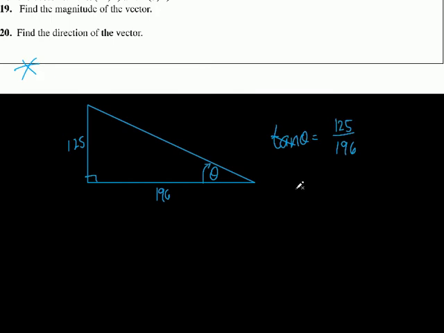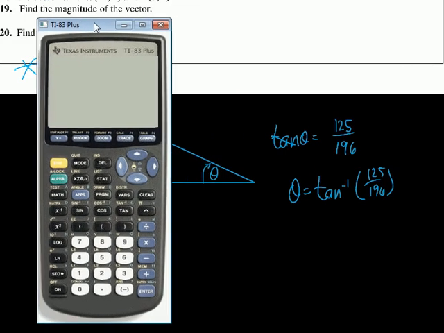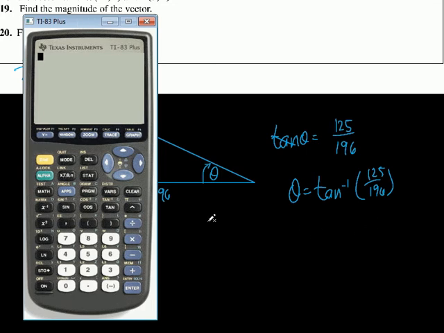So we take the inverse tangent of this, it goes away, so we've got theta equals, and then we take the inverse tangent of the other side. This is our little notation for inverse tangent of 125 over 196. Alright, let's put that into the calculator. So here's the calculator right here, and so I'm going to go inverse tangent of 125 divided by 196, and then hit that, and it's about 32.5 degrees.